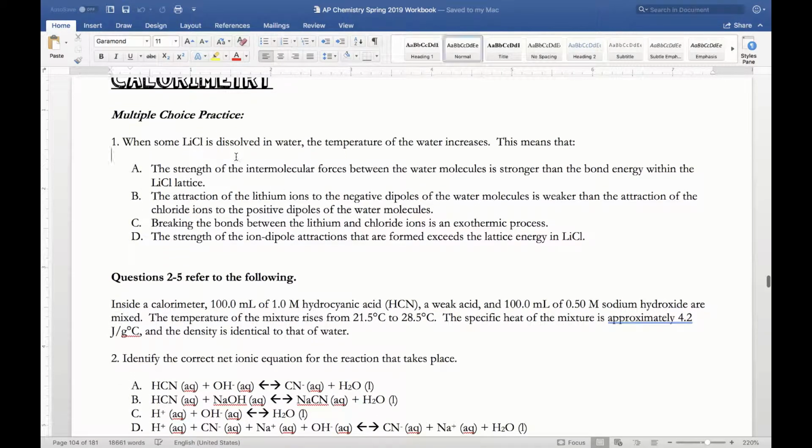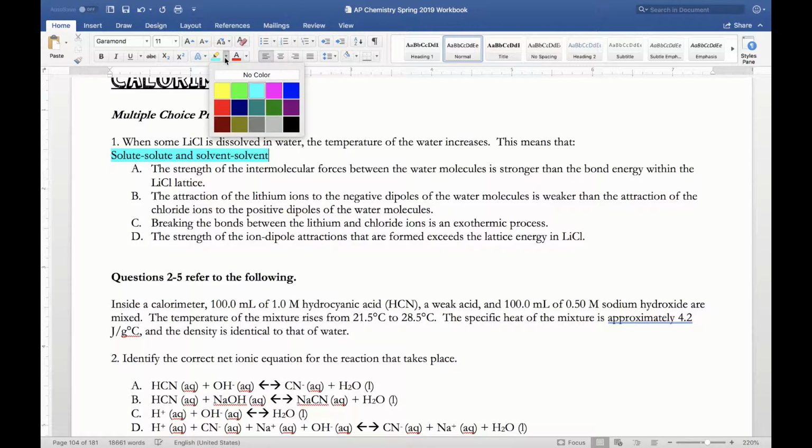I'm just going to type this out really quickly. Remember, there are 3 interactions that we're dealing with. Your solute-solute interactions have to be broken, and your solvent interactions have to be broken as well. These are going to be endothermic because they require energy in order to occur. Meanwhile, there will be a solute-solvent interaction that occurs, and that is the attraction between your solute and the solvent, so water, and in this case, the lithium ions and the chloride ions, and that is going to be exothermic.